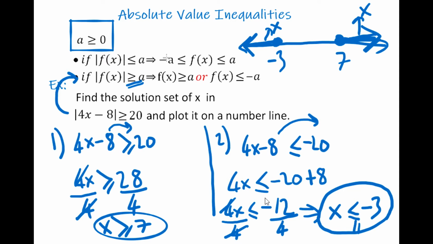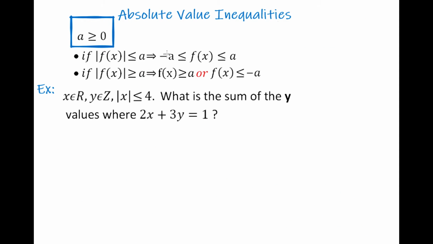And let's take a look at our last question in this video. Okay guys, this is our last question in this video, and it says suppose that x is a real number and y is an integer. We need to know those symbols, what they are. If you have problems, I recommend you take a look at one of the previous videos about properties of real numbers. In those cases, if the absolute value of x is less than or equal to 4, then what is the sum of y values where we have this?